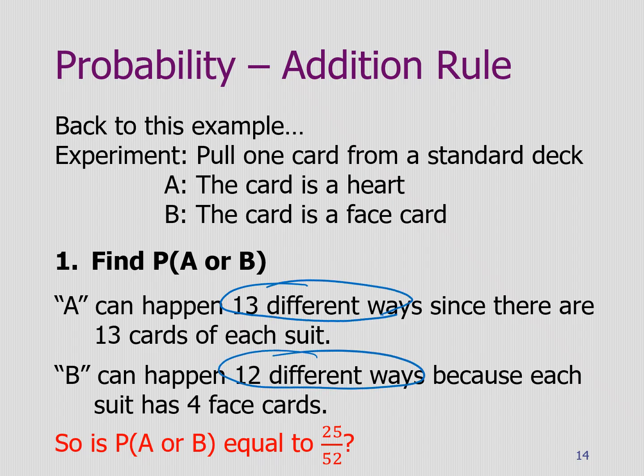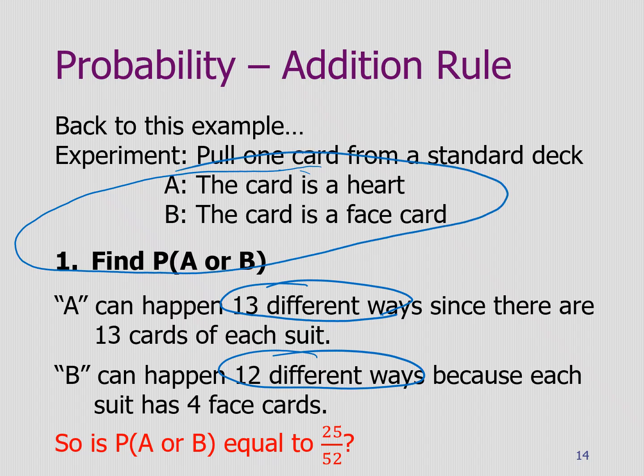would it be 25 over 52? That's the question. I'm pretty sure it's 52 on the bottom because there are 52 cards in the deck. So how many ways could the event play out? 52. How many ways can the experiment play out? It's 52. How many ways can this happen? Is that 25?